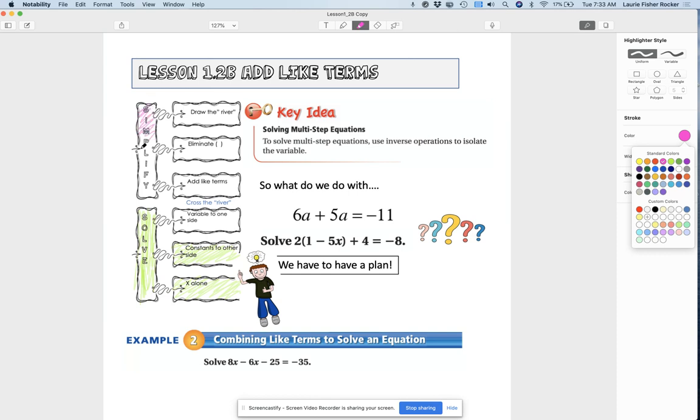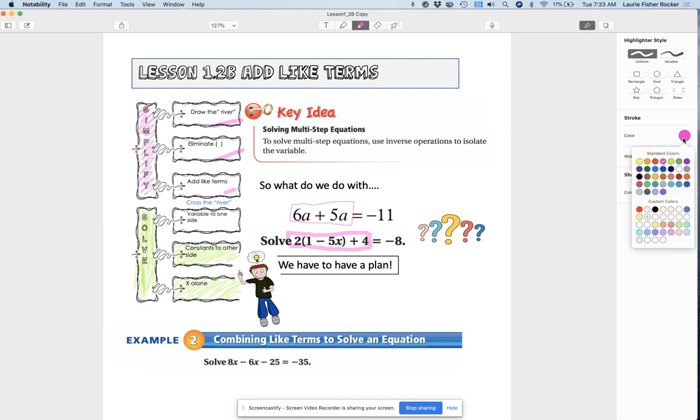So on the simplify step, and that's where we're at here, we're taking a look at the side that is not quite simple yet. We're looking at 6a plus 5a. Can we make that simpler? We're looking at 2 times (1 minus 5x) plus 4. Can we make it simpler? There are some specific steps we could go through to do that, and those are the steps we're going to be talking about today.